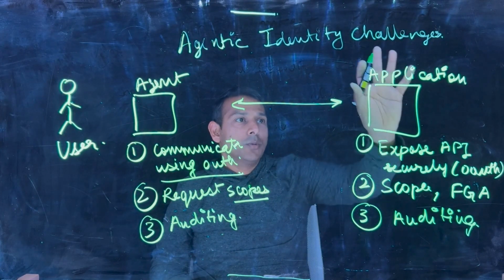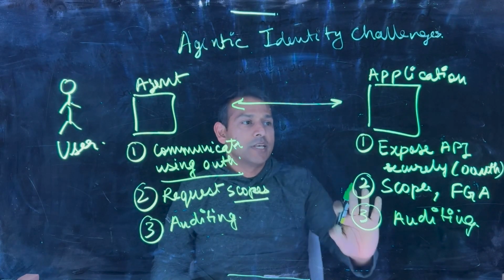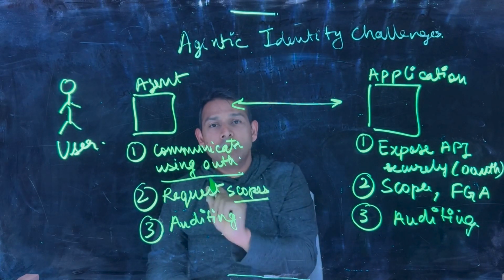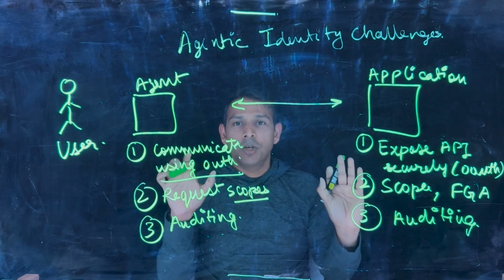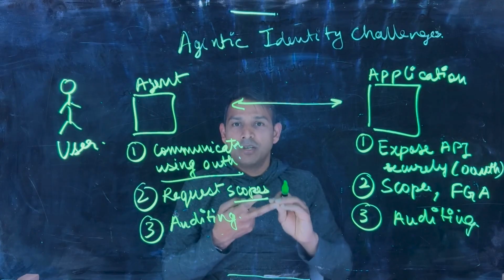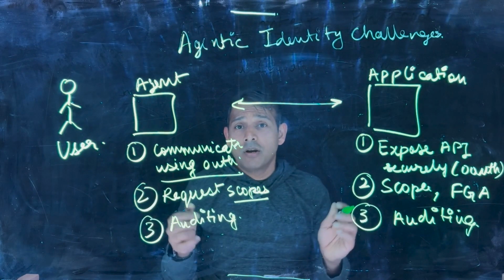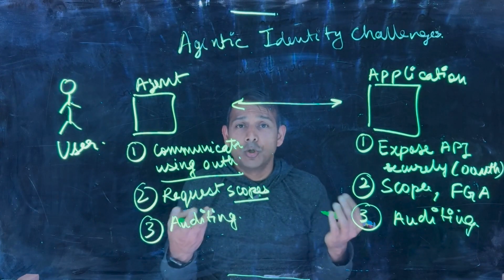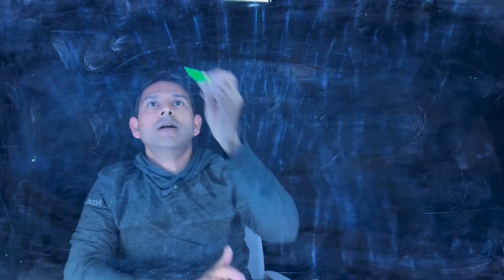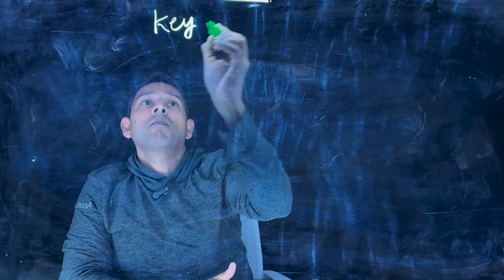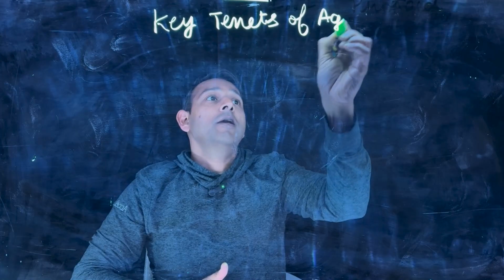So in one sense, we need to be able to provide capabilities so that applications can easily expose their APIs securely. We need to be able to expose capabilities so that agents can connect to applications easily. And both of these communications should be standard compliant, should be secure, should be with the minimum privileges needed. So the next thing I'm going to cover is what are the different tenets of the solutions that you should think about. So let's look at the key tenets of agentic identity.